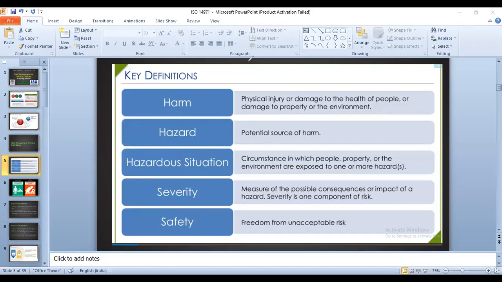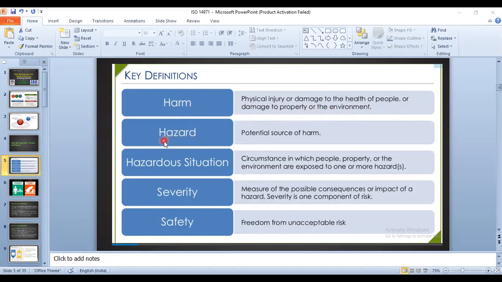It is a physical injury or damage to the health of people, or damage to the property or to the environment. See, one of these definitions I have shown here will compulsorily be asked in your interview, no doubt, 100%. Harm: it is a physical injury or damage to the health of people, or damage to the property or to the environment. It is known as harm.